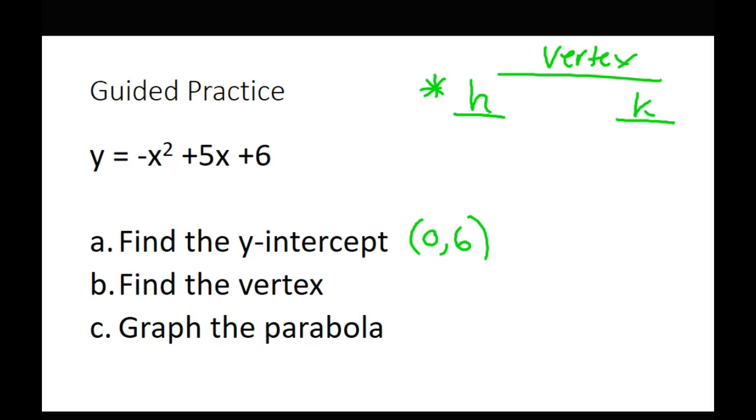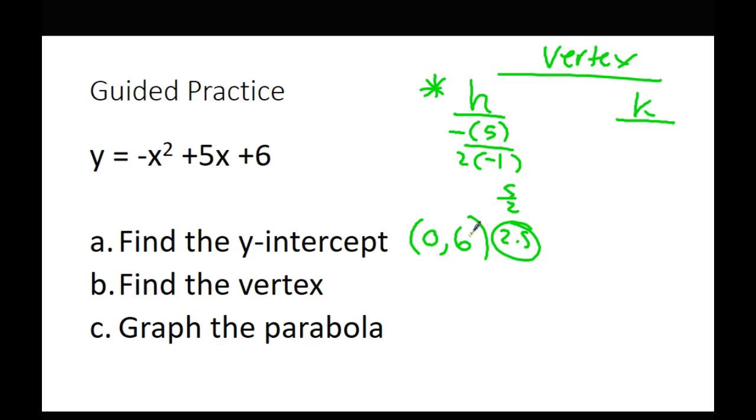Good. Now I'm going to encourage you guys to change it to a decimal, but 5/2 is correct. It's negative b over 2 times a. B is 5, a is -1. So you end up with -5 over -2, which is 5/2, and we're going to change it to a decimal of 2.5. Okay? Now I want you guys to go ahead and find your k.